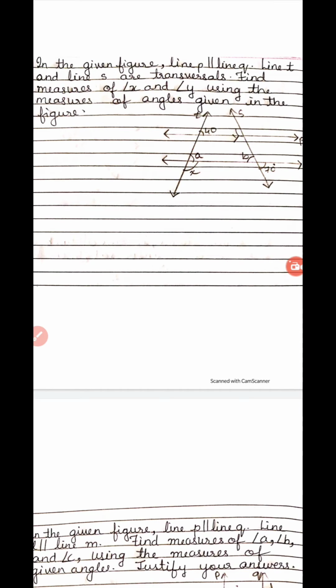Now let's see the next question. In the given figure, line P is parallel to line Q. You can see line P and line Q, and line T and line S. Line T and line S are transversals, and we have to find the measures of angle X and angle Y.